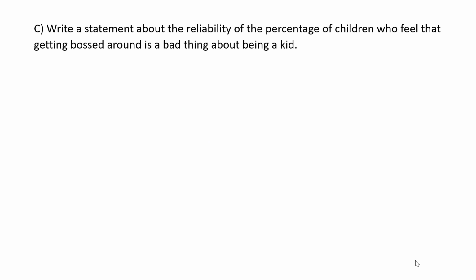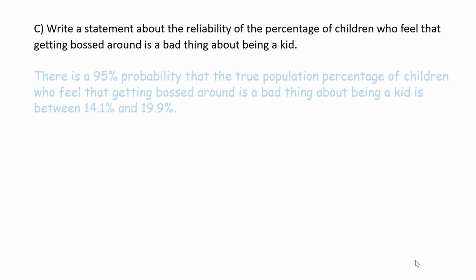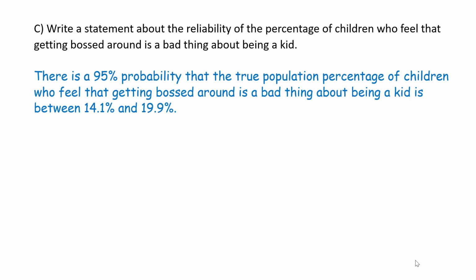C. Write a statement about the reliability of the percentage of children who feel that getting bossed around is a bad thing about being a kid. An appropriate statement might be, there is a 95% probability that the true population percentage of children who feel that getting bossed around is a bad thing about being a kid is between 14.1% and 19.9%.